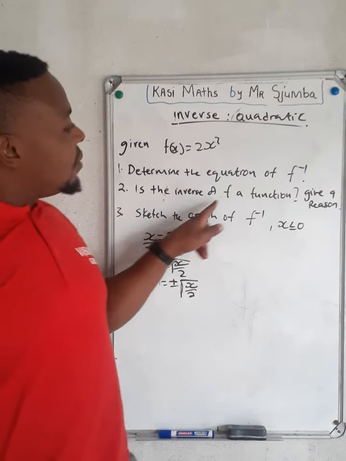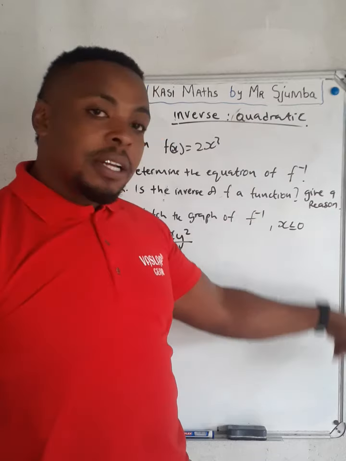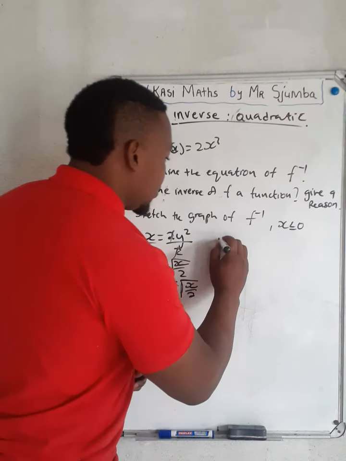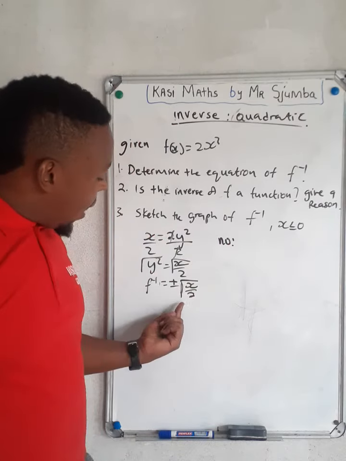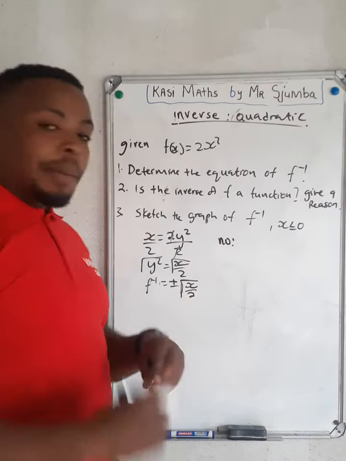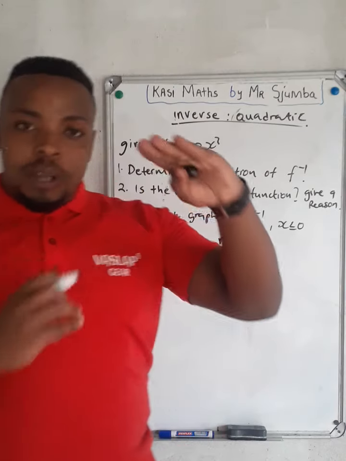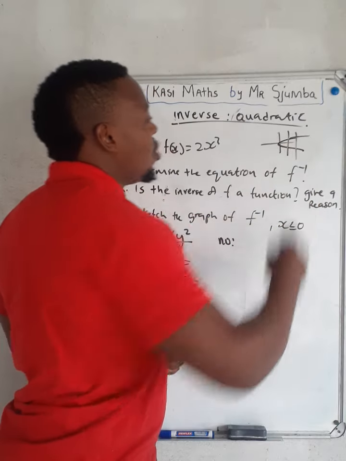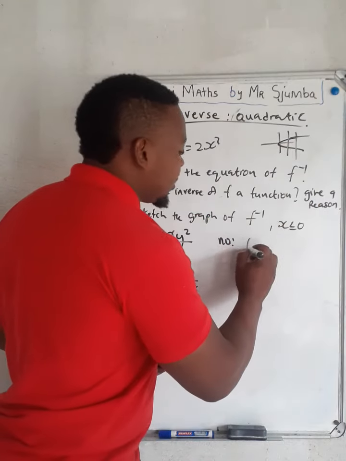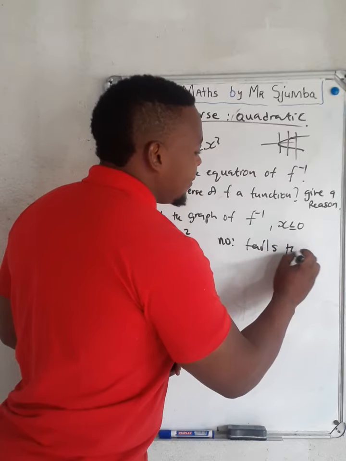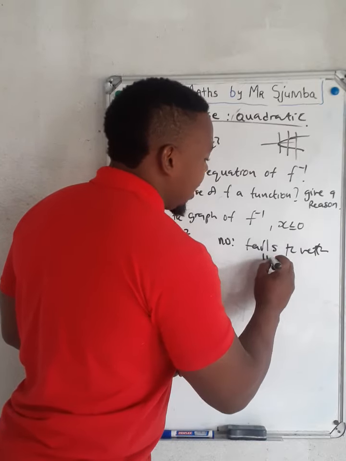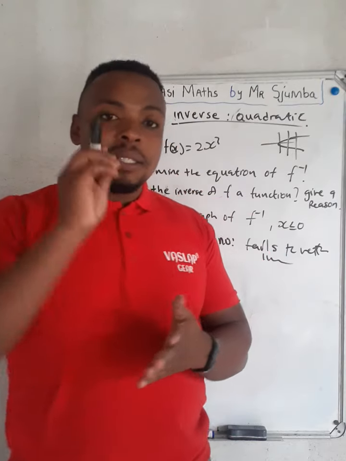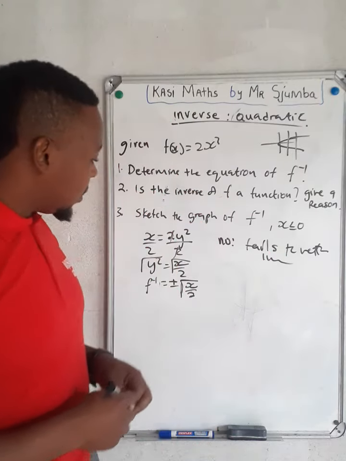Right. Number 2, is the inverse of f a function? No, it's not a function. So the answer will be no. Why? Once you have more substitutes lapho uzothola y positive, y negative. So the graph yakho mayidraw izoma kanje, so it's not a function because it fails the vertical line test. Yeah, it's not a function because the vertical line test touches the graph at 2 points.